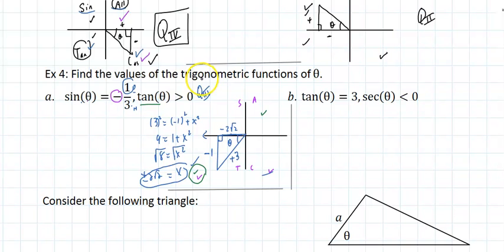And now when they say find the value of the trigonometric functions, sine of theta is the opposite over the hypotenuse. Cosine of theta is the adjacent over the hypotenuse. And tan of theta is the opposite over the adjacent.